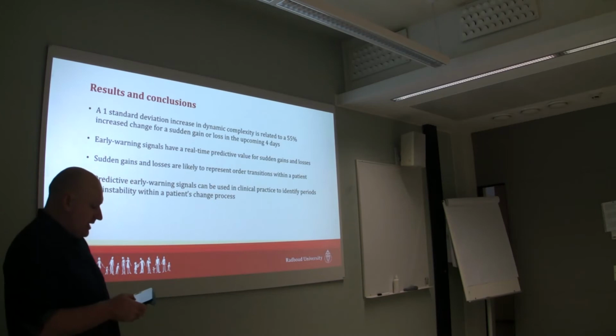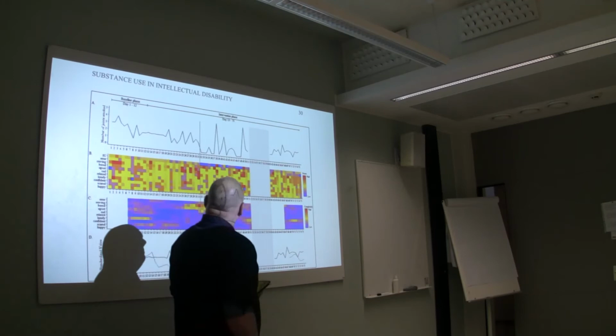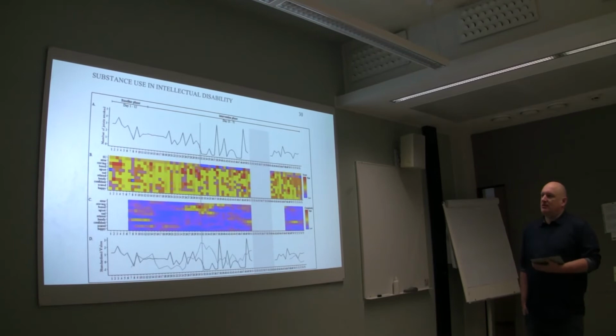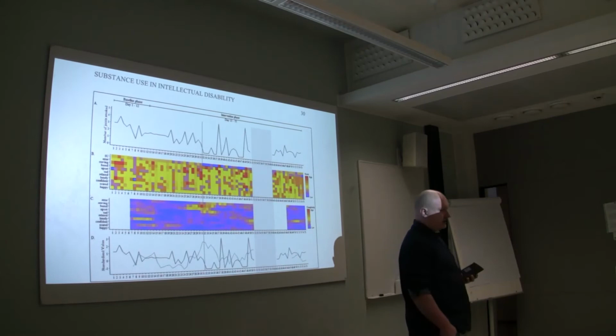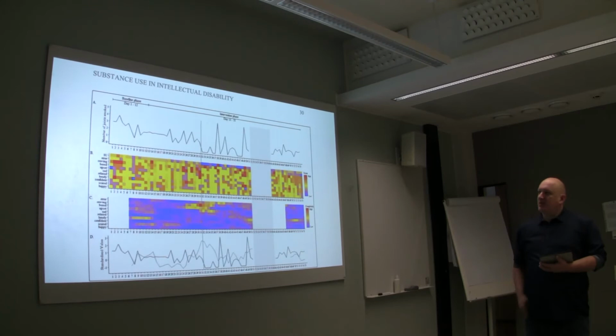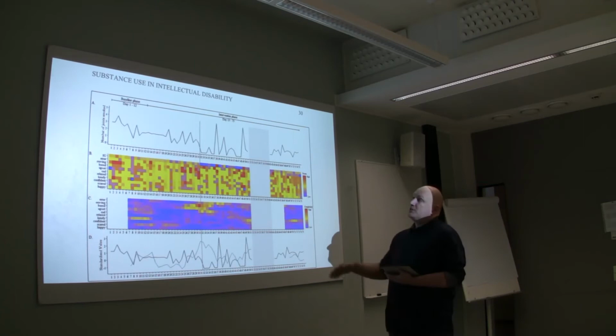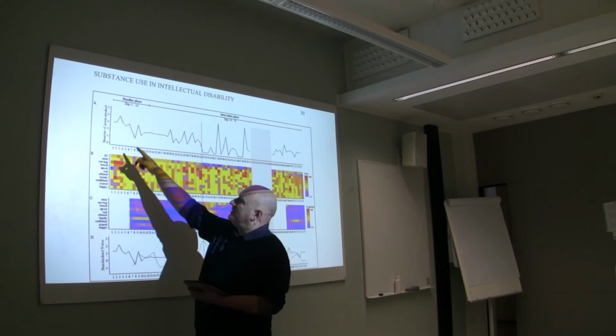So here's an example which I also showed you on Monday. This is a master's thesis case study of youth with intellectual disability. What happens very often is that these kids go into substance abuse. Although this is not a very severe case, this person wanted to stop smoking marijuana. So what you see here is the number of joints smoked each day, self-reported.